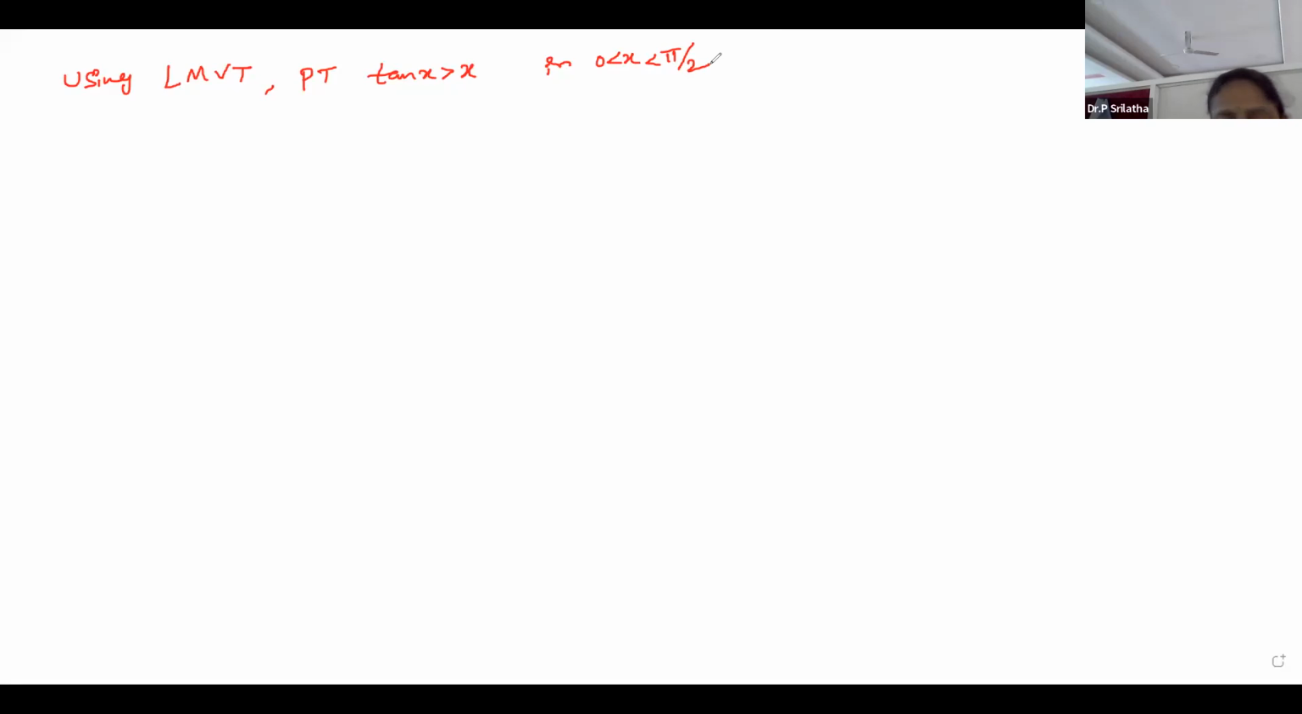Okay, so what is the function here? What is our function? Tan x. Very good. What is the differentiation of tan x? Secant square x. Okay. So here also we have the problem turning step, the formula is there here also.